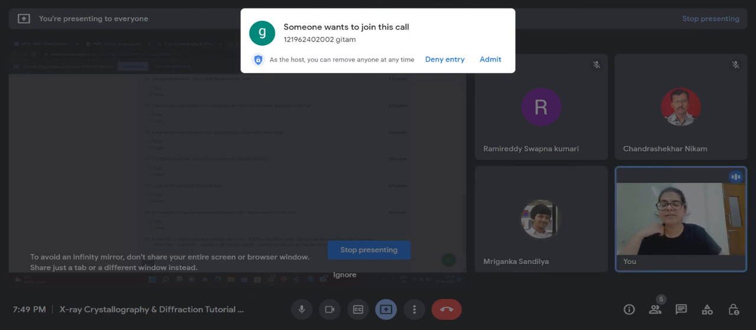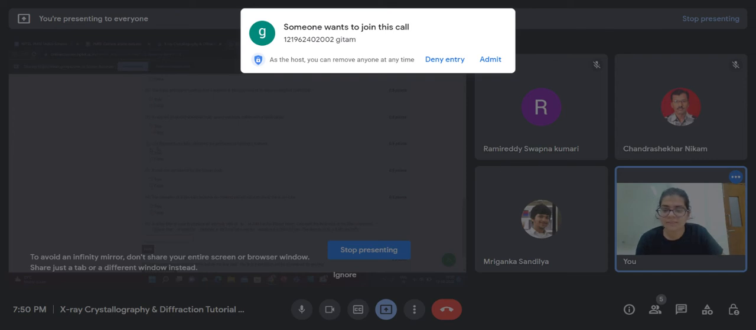Now, according to question 11, they are asking whether X-rays are produced whenever high speed electrons collide with a metal target. Okay, ma'am. So is it true or false? It is true.